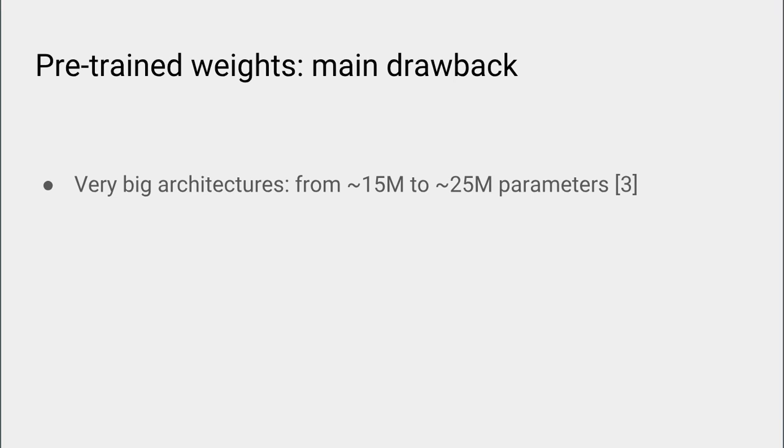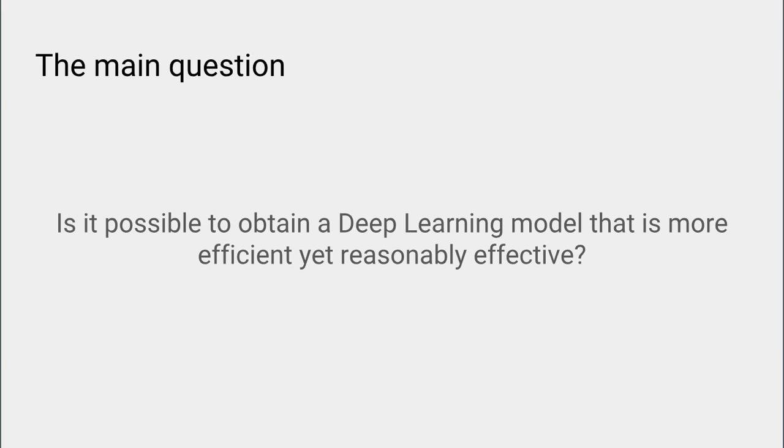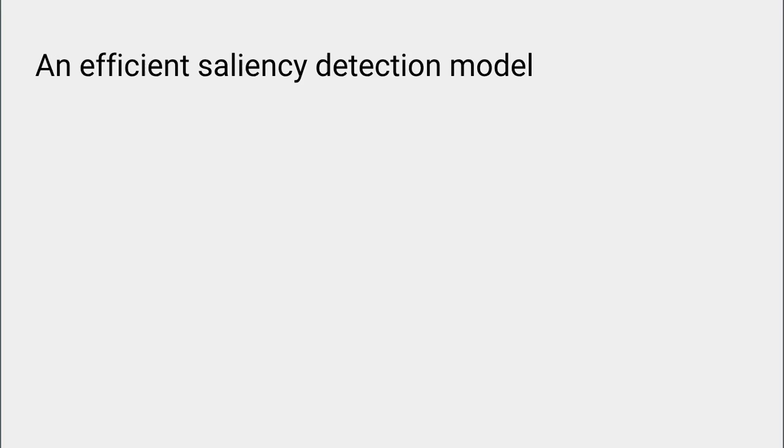There is the benefit of transfer learning for the task, but on the other hand, the number of parameters in the mentioned models ranges from around 15 million to 25 million. A useful application for saliency detection systems may be, for example, robotics. So a natural question that arises is: is it possible to obtain a deep learning model for visual saliency detection that is more efficient, yet reasonably effective? A performance cost is very likely to occur, but depending on the application, it may be reasonable to exchange a small hit in performance for a more computationally efficient model.